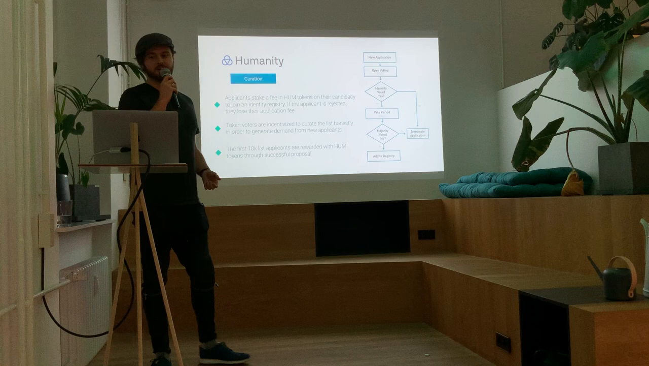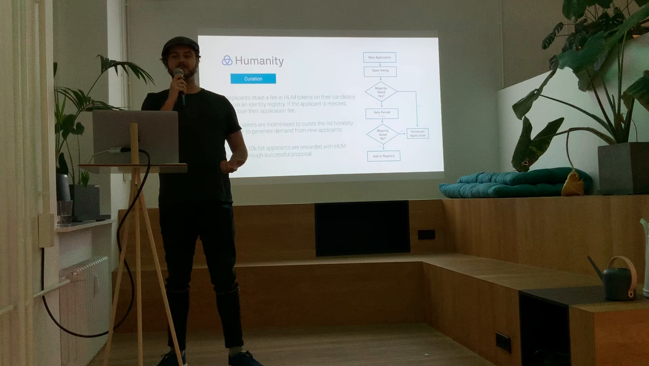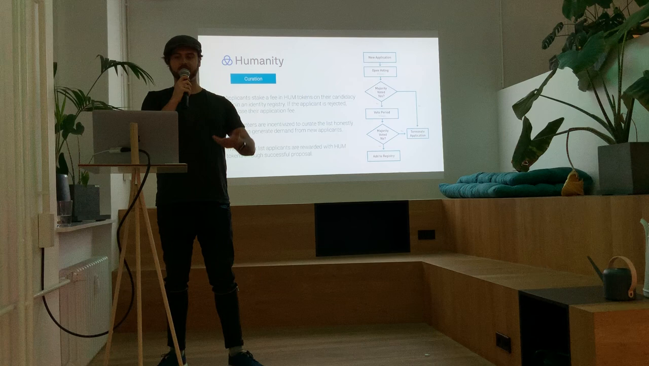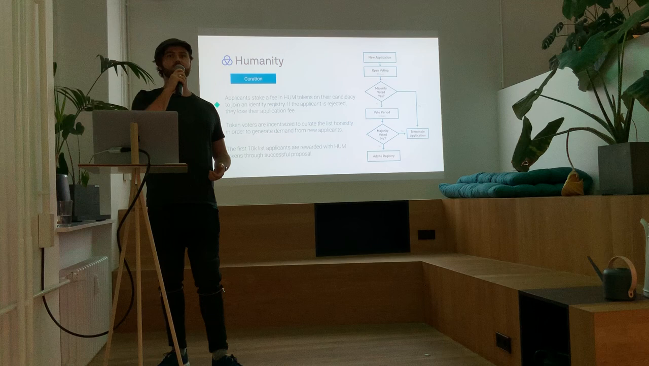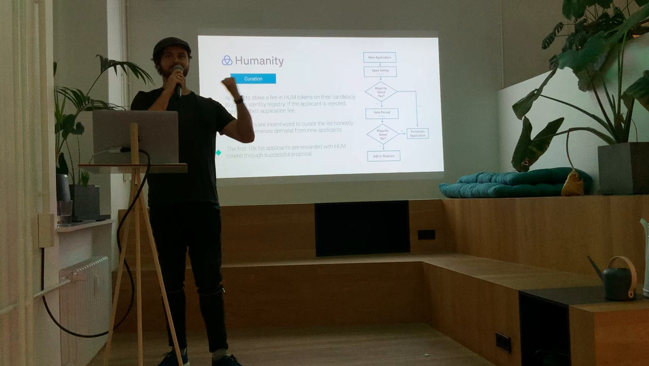The idea is that token voters are incentivized to curate the list honestly, and that this will generate demand from new applicants to be a part of this registry. And the first 10,000 applicants are rewarded with Hume tokens through this successful proposal. So there is kind of a social mining process here. You apply, you pass, you get a nice reward.